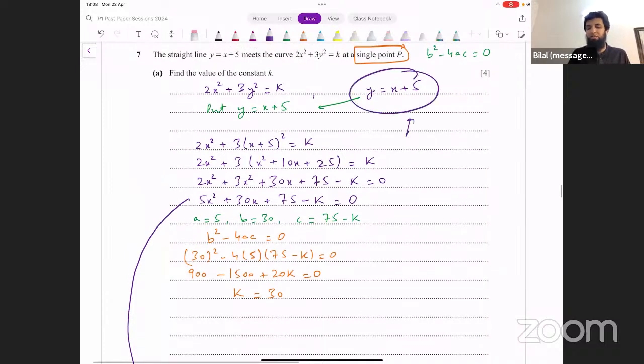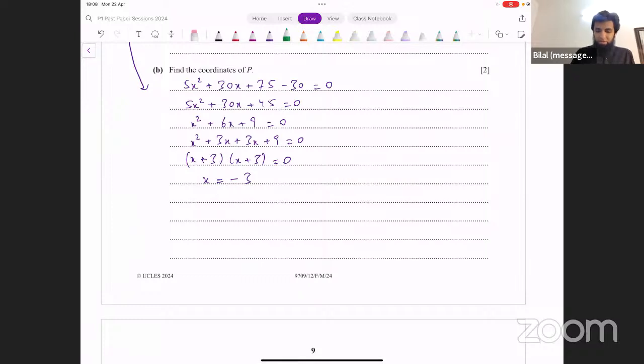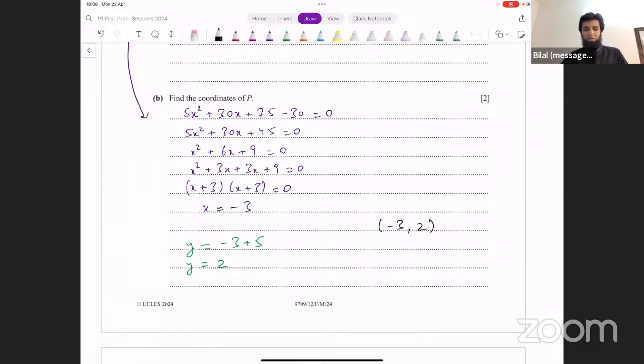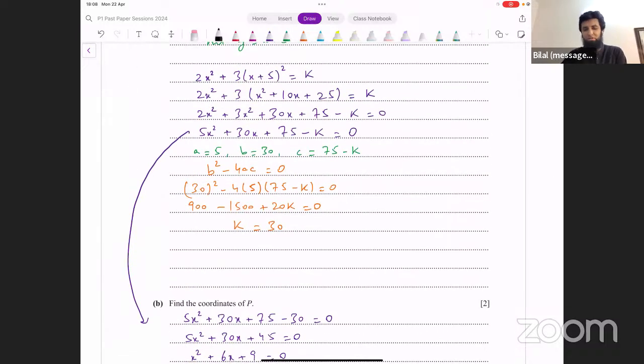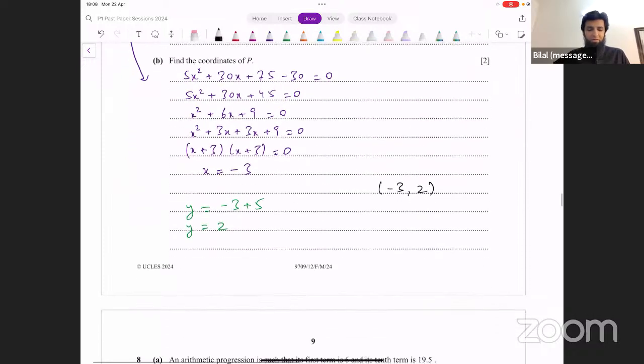It's simpler to put that in the linear equation, y equals x plus 5. What does that give us? Y equals x plus 5. That means minus 3 plus 5. The y coordinate turns out to be 2. And the point that we were looking for, that's minus 3 and 2. It's been a pretty straightforward paper until this point, right? Let's see what's coming ahead. Apart from the transformation question, the second question, it's been fairly straightforward, I think, right?